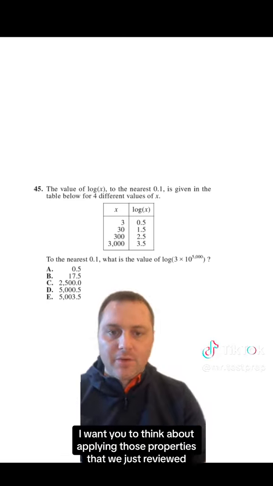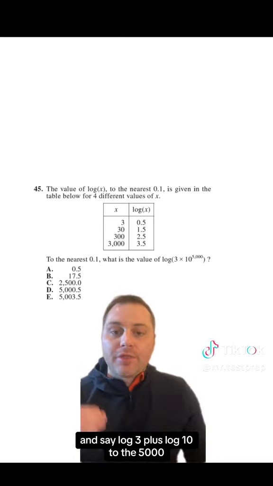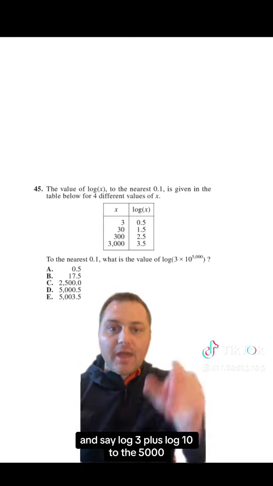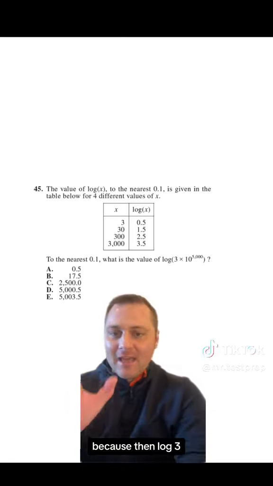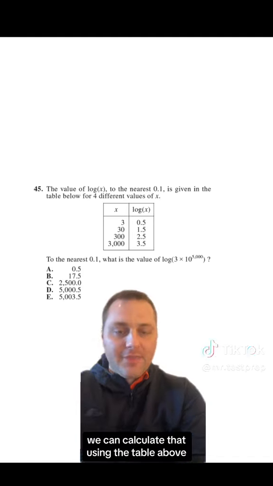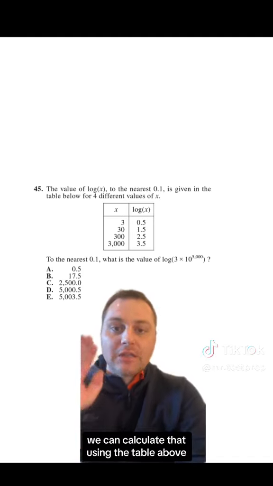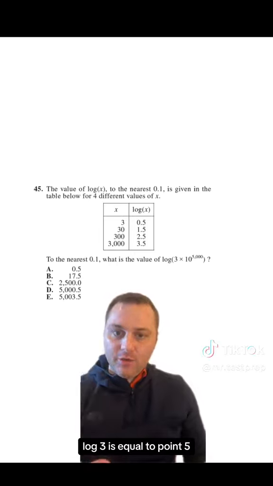So as a first step, what we could do is actually break this apart and say log 3 plus log 10 to the 5,000. That seems to work out well because then log 3, we can calculate that using the table above. Log 3 is equal to 0.5.